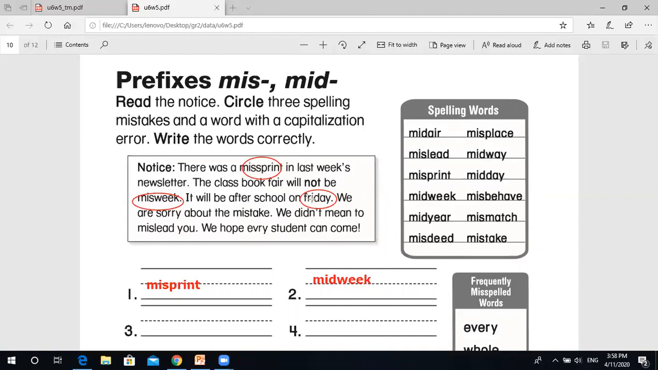Capital letter. Here, let's continue. Then we will write it at the end of the question. We are sorry about the mistake. We didn't mean to mislead you. We hope every student can come. Here, every has a missing E, so let's write every. And rewrite Friday with a capital letter.